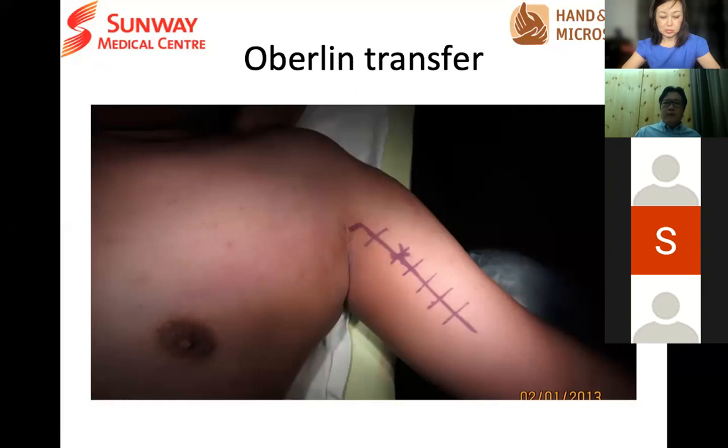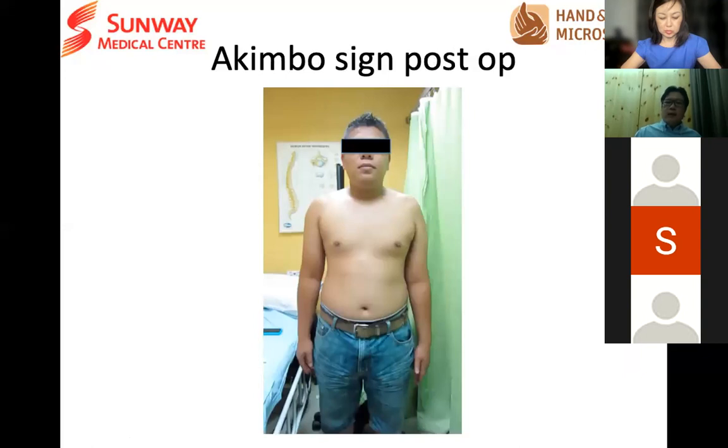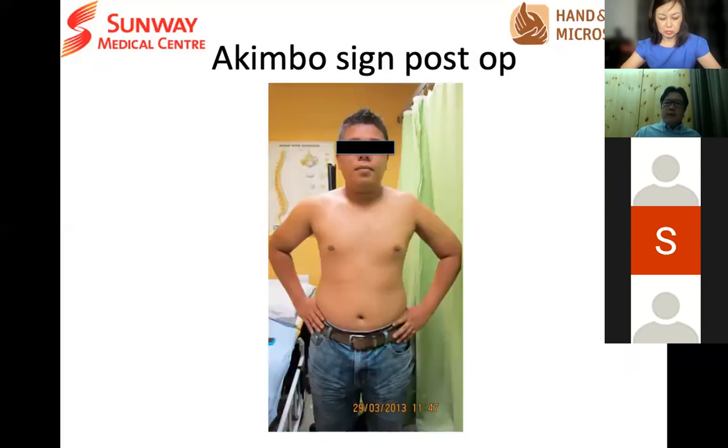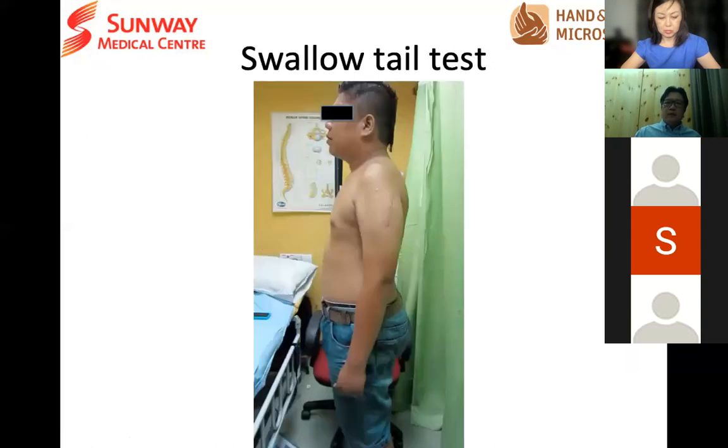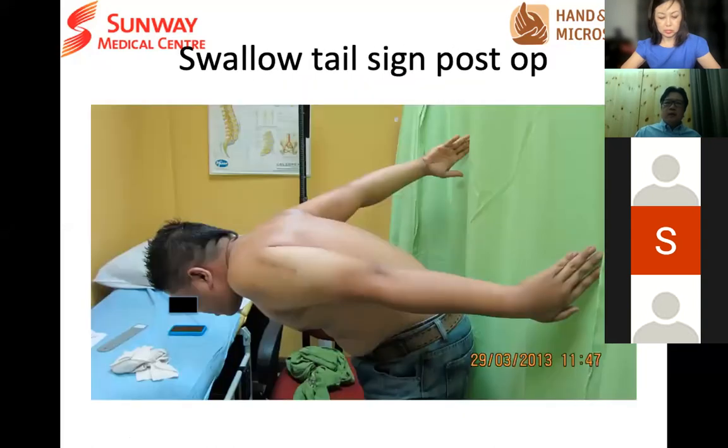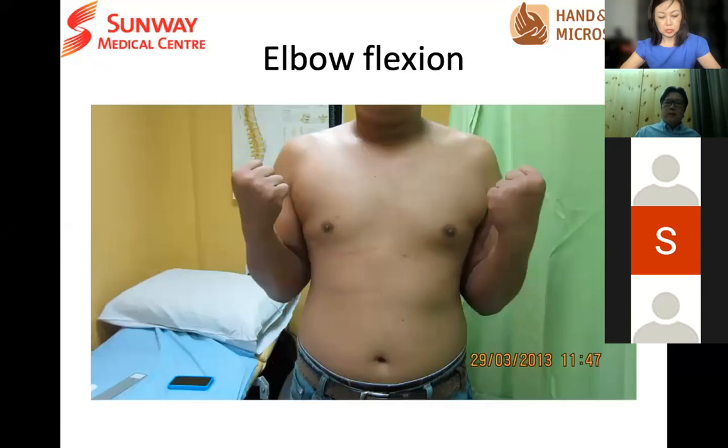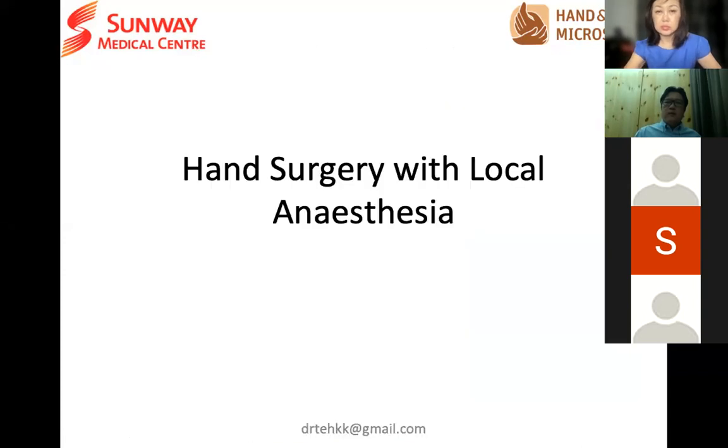What nerve transfer means is we take a nerve that is expendable and give it to another to perform another function. So this is just to show you these are the post-op results, that the patient can actually do what they couldn't do before.